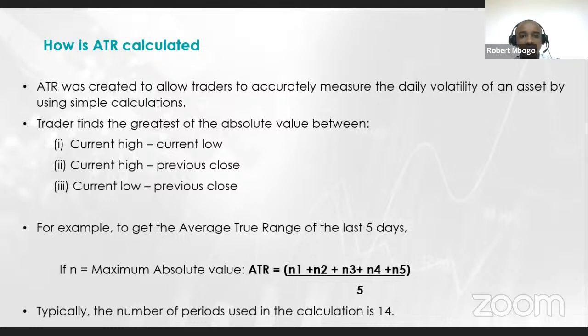For example, to get the ATR of the last 5 days, if N is the maximum absolute value, which is found as I've described up there, then you'll have to add N1, N2, N3, N4, N5, and divide that by 5. Remember, it's the average. You are looking at the last 5 days, so you use the number 5 to determine the average. Typically, the number of periods used in the calculation is 14. Later we will have a look at the charts and you'll see we use the default, which is the 14 number.